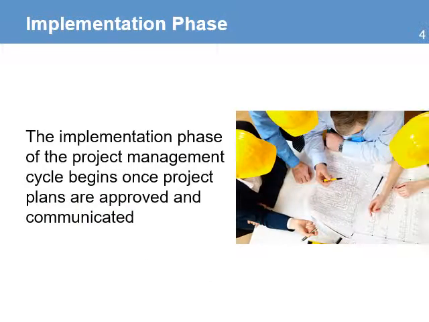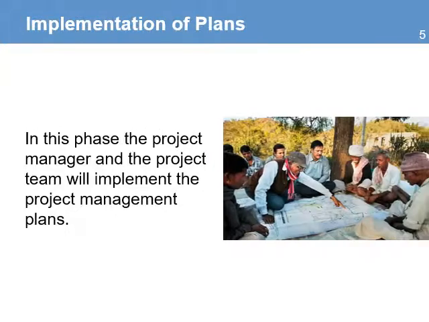The implementation phase of the project begins once the project plans are approved and communicated. No work should start unless there is a set of approved plans, and these plans have been communicated and explained to all people that will be responsible for doing the work. This can include project partners, support units, representatives of beneficiaries, and other key stakeholders. In this phase, the project manager and the project team will implement the project management plans.